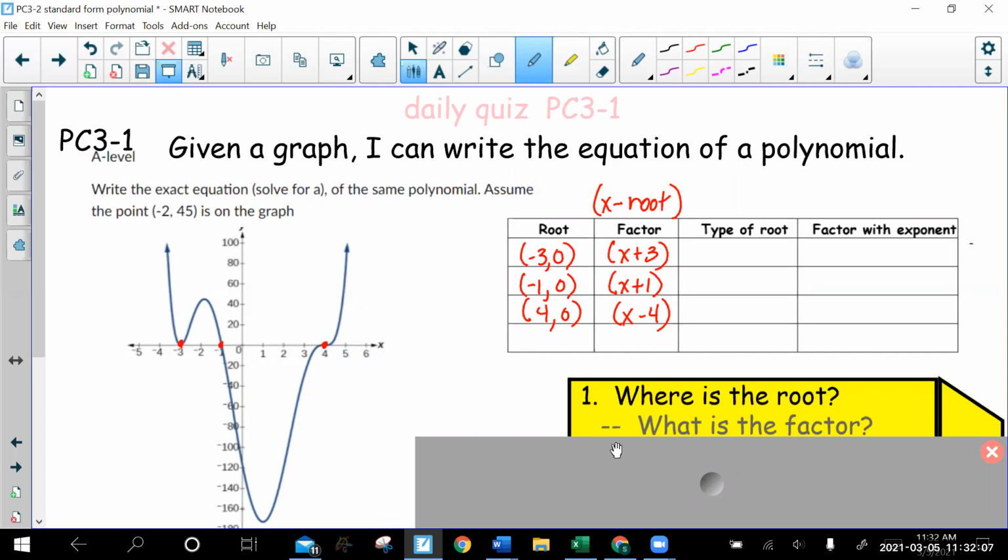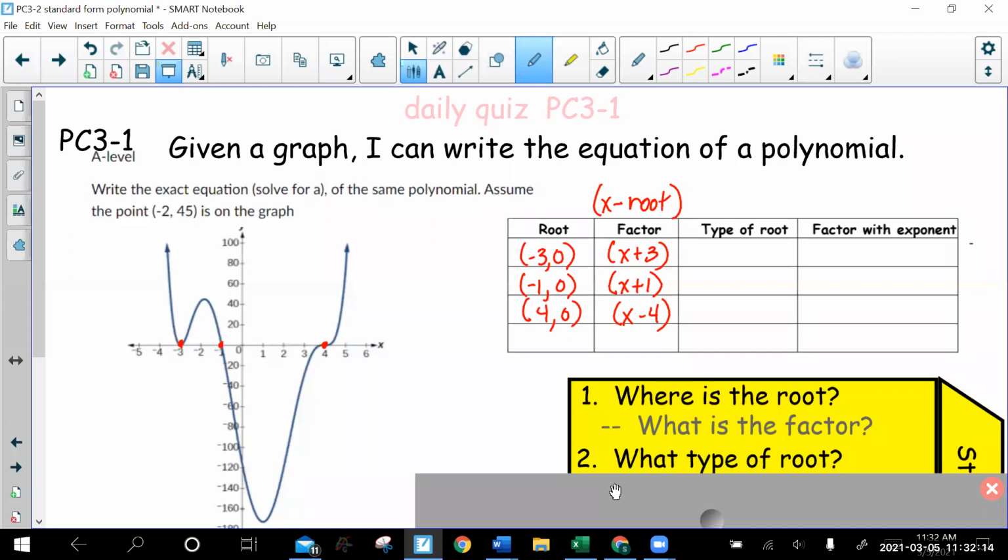Step 2 is what kind of roots are there? There are 3 different types of roots. Now, these are names that I give. The book calls them something slightly different, and I'll touch on that because they call them touch roots. And a college professor might call them something else. I call them bounce, flat, and cross. So the type of root in this case is a bouncing root.